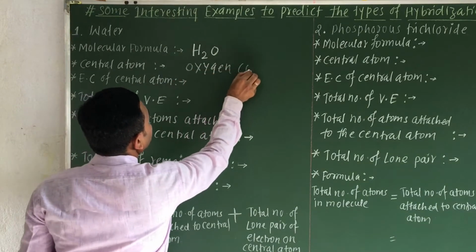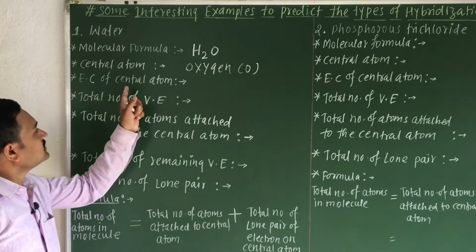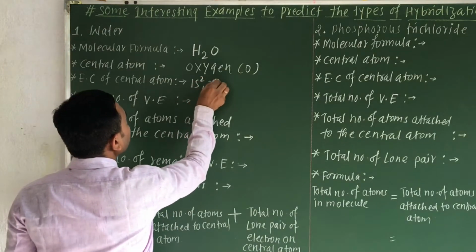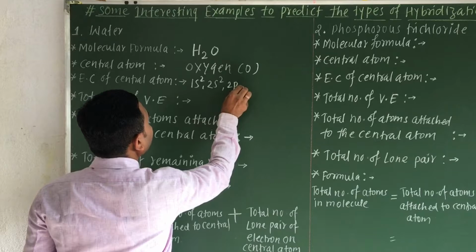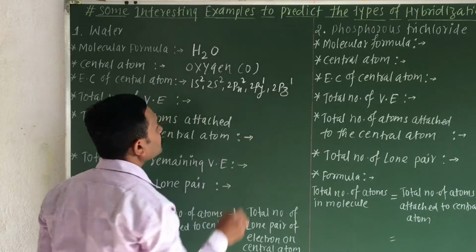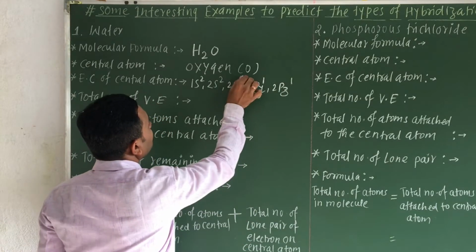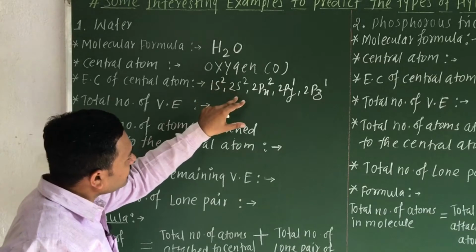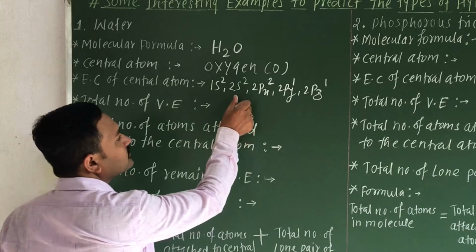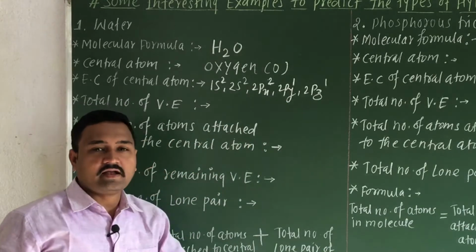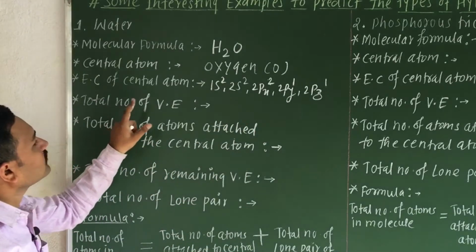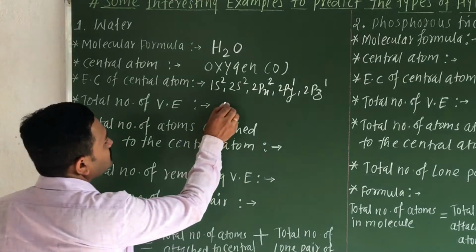Now if we consider the electronic configuration of this central atom, it will be 1s2, 2s2, 2px2, 2py1 and 2pz1, as the atomic number is 8. Generally the valence electrons are present in the outermost atomic orbitals. In the oxygen atom, the 2s and 2p atomic orbitals act as valence atomic orbitals. Hence the total number of valence electrons on the central atom is equal to 6.